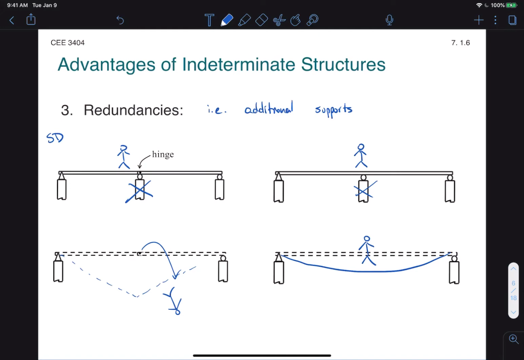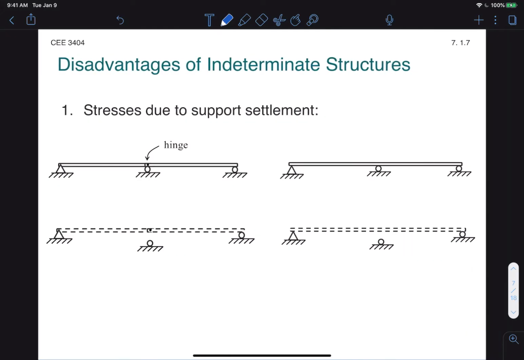anywhere in the structure. Now let's talk about the disadvantages of indeterminate structures, or you could think of this as the advantages of determinate structures. One of those is the stresses due to support settlement. So as we discussed in the principle of virtual work section, determinate structures, if the supports move, they simply just rearrange themselves around the new support without introducing any sort of new loads on the structure, right? Because they're determinate, they adjust to the support conditions.